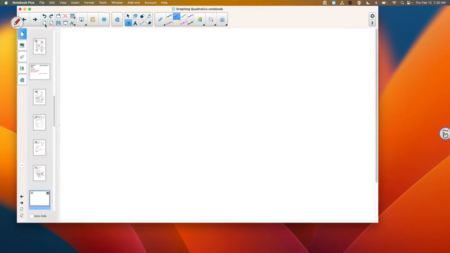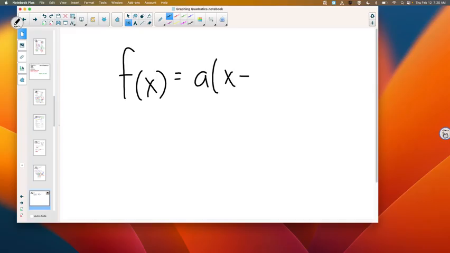I'm going to add this, it's not on your packet, of course, but I just want to go over all the things we've talked about so far. Okay, the generic, encompassing form of a parabola, this is called vertex form, that doesn't matter to you right now, but f of x equals a times x minus h squared plus k. Okay, so I've talked about these letters. I've used h and k before.